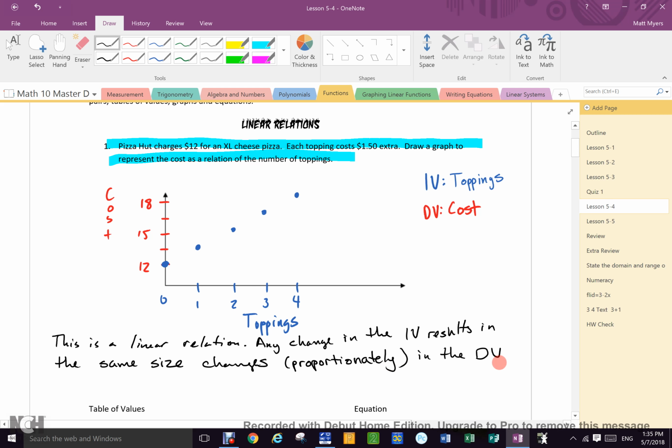All right, so this dot right here, if I make a change of 1 in the IV, what change did I make in the DV? 1.5. Did that happen here? 1.5. Did it happen here? Did it happen here? Would it continue to happen? Up until when?